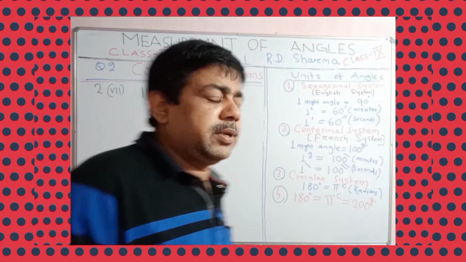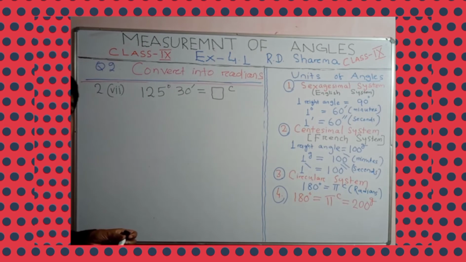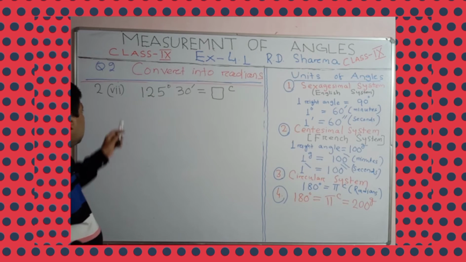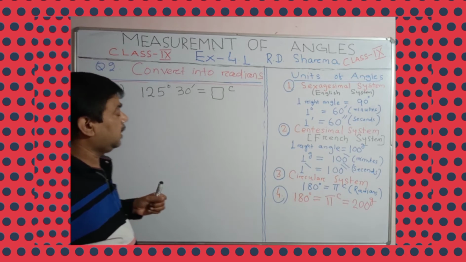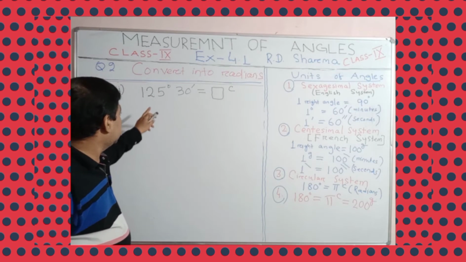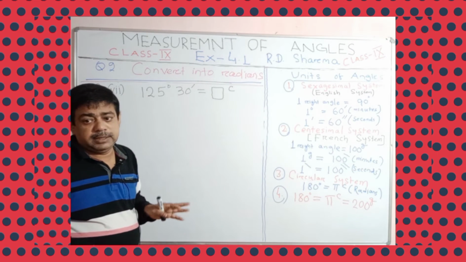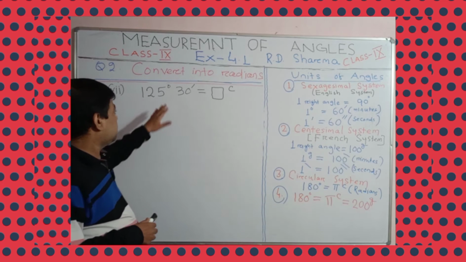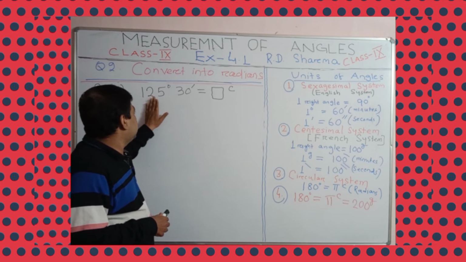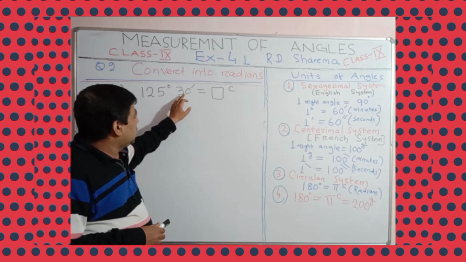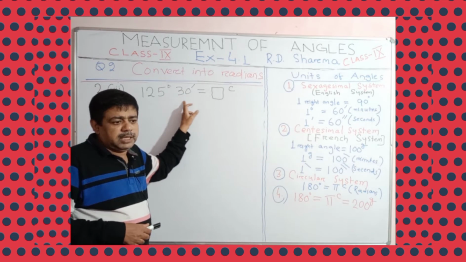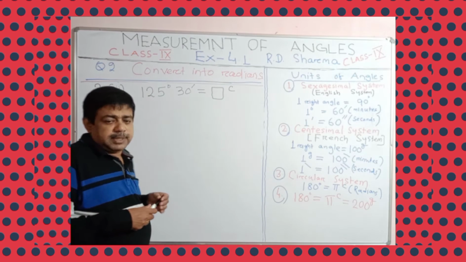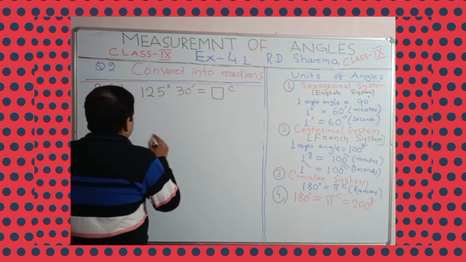Okay, question number 2, 7th bit of exercise 4.1, and the question is 125 degree 30 minute, and here you have to convert into radian. Here the angle is given in degree and minute. So first you have to convert 30 minute into degree. Okay, let's see.